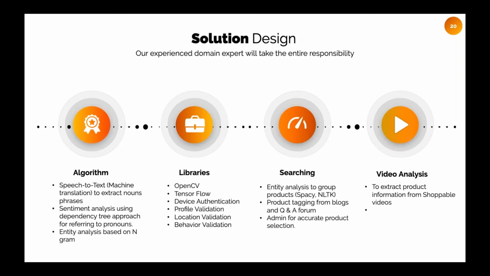Finally, for better and more accurate searching, entity analysis has been implemented to group products and to search products using a trie-search algorithm. Product tagging has also been utilized from blogs and QA forums for priority and popular items across consumers. On top of the search results, an additional review is always available for the administrator for accurate selection of products.